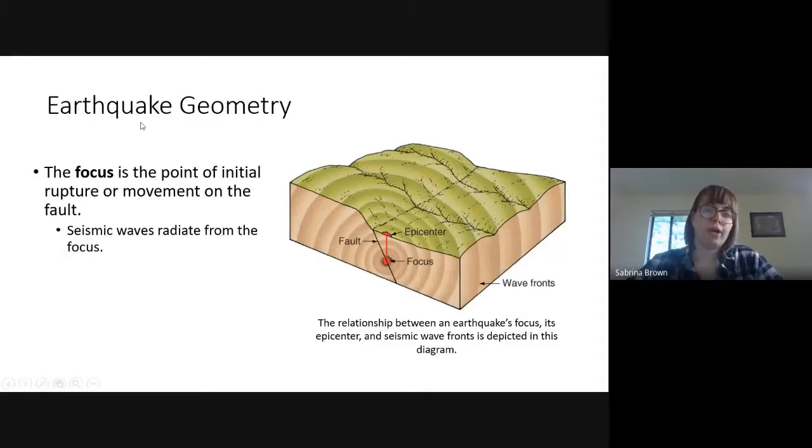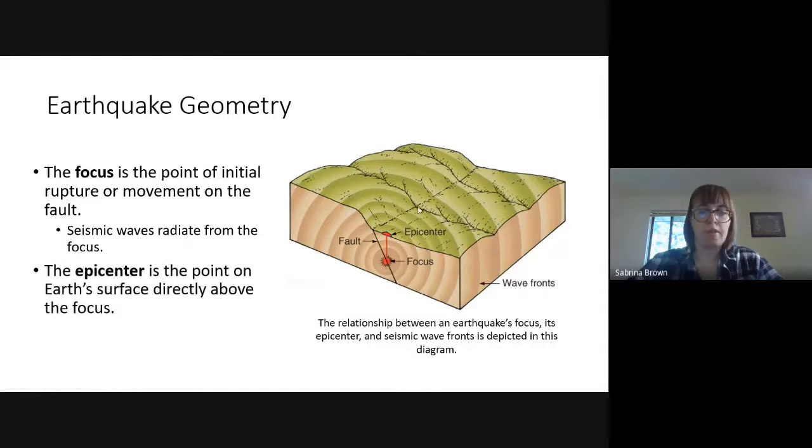All right, so some vocab words you need to know about earthquakes are that the focus of an earthquake is the initial point of rupture of movement along the fault. So usually this is deep within the earth, along a boundary where two plates are moving next to each other. And then the seismic waves are radiating away from this focus. But the epicenter, which is usually the word you hear more often in the news when people are talking about earthquakes, is the point on Earth's surface directly above the focus, right? So epicenter is the point on the Earth's surface directly above the focus.